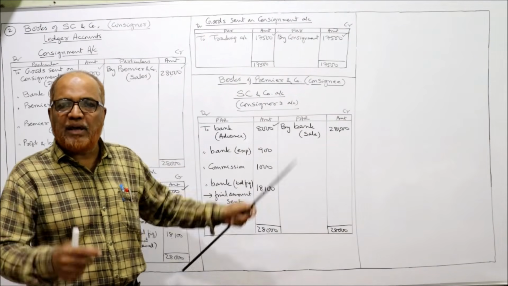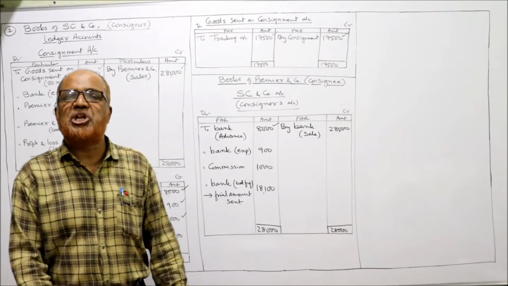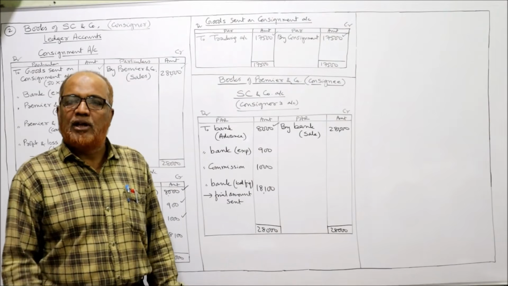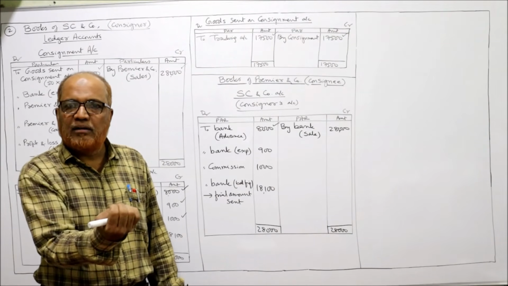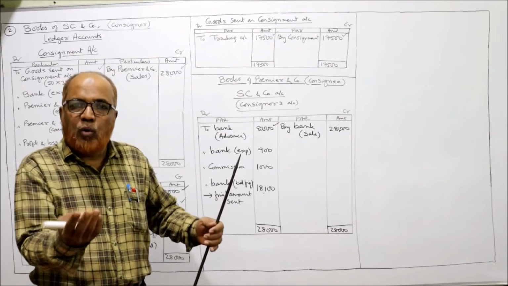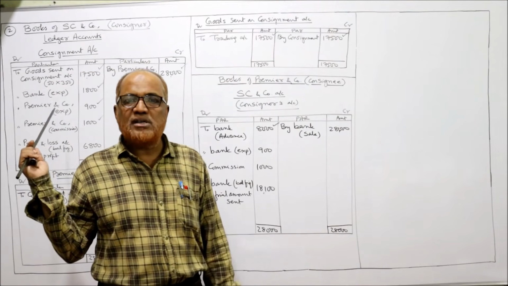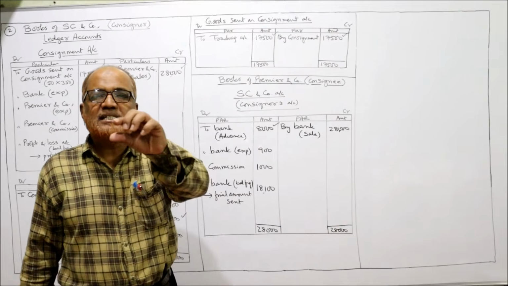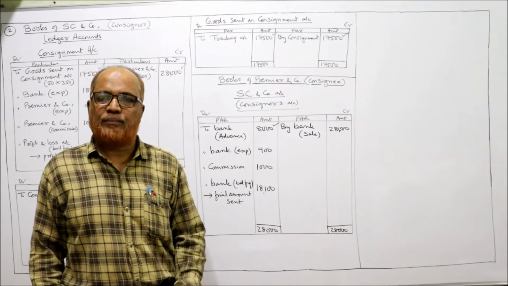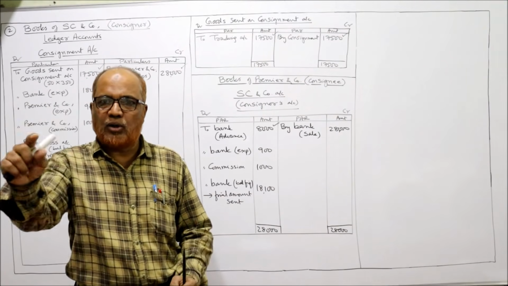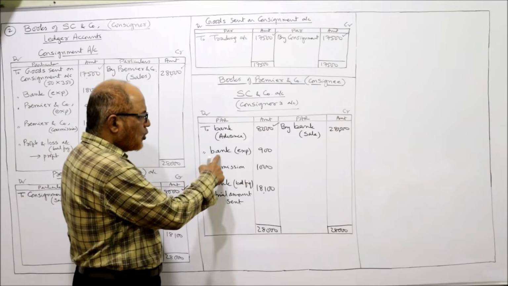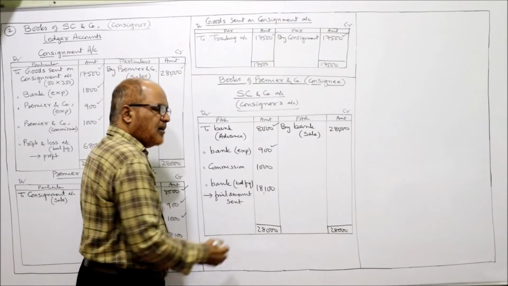Now second entry, expenses incurred. This Premier and Company has paid some expenses, 900 rupees. So bank account is credited. For whom they have paid? They have paid for SC and Company. So entry will be SC and Company account debit to bank. So here you write down to bank, expenses 900.